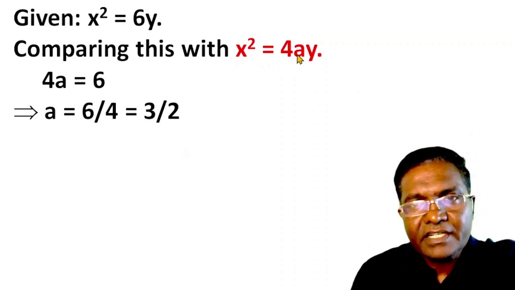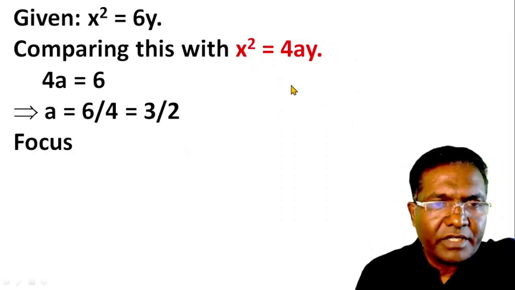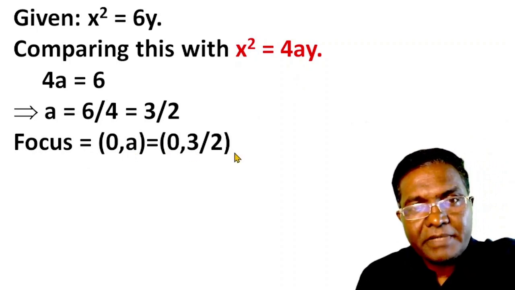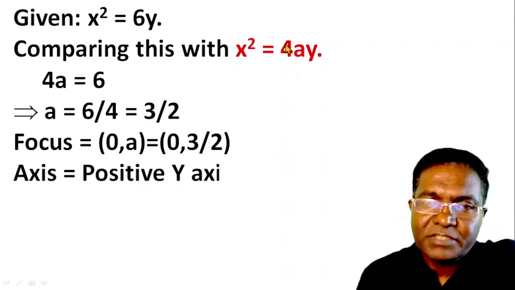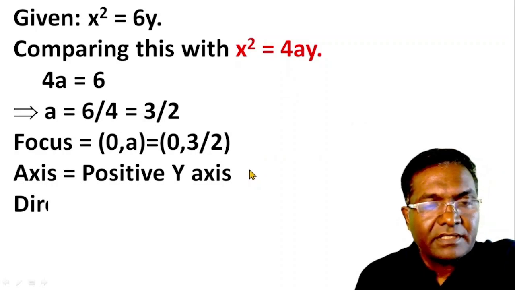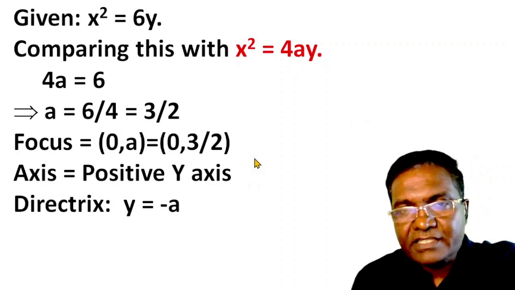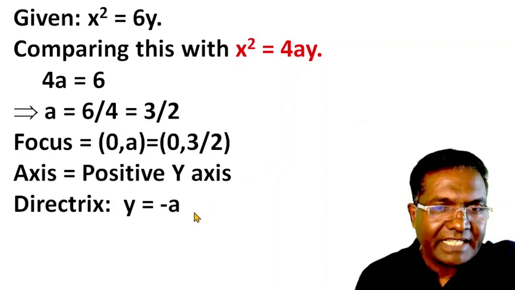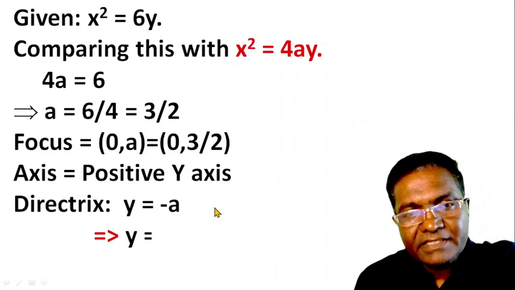Its focus is on positive y-axis. So focus is 0 comma a, that is 0 comma 3 by 2. Axis is positive y-axis because it bends towards positive y-axis, coefficient of y is positive. Directrix is y equal to minus a. It is on the other side of the origin. So what is a? A is 3 by 2. So y is equal to minus 3 by 2.